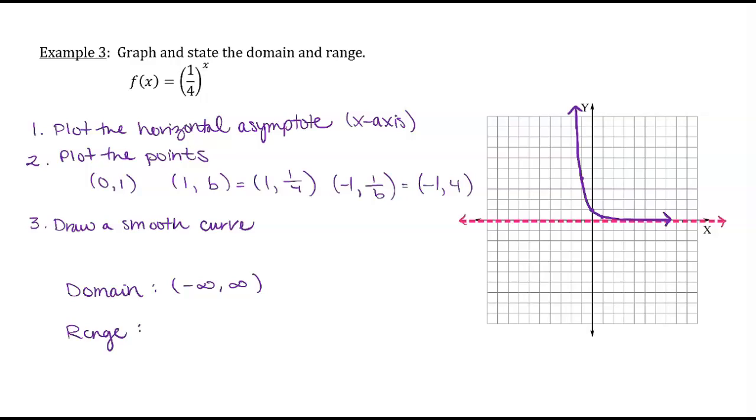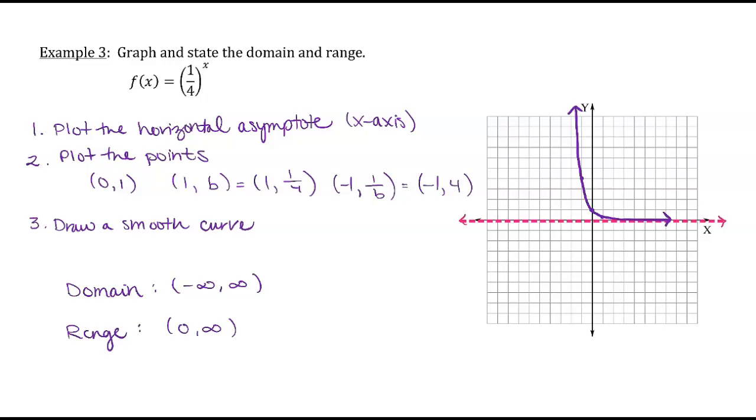Also notice that that means that our exponent can be negatives, 0, or positives. The range is 0 to infinity. As we go down, our graph still approaches 0, but never reaches it. And as we go up, the graph goes on forever, so we go to infinity.